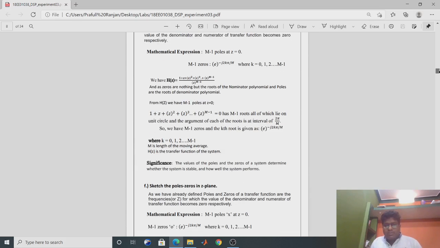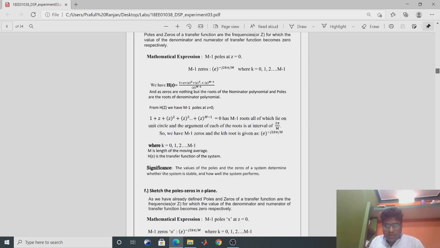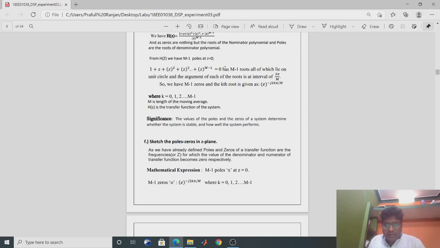Next is to find the poles and zeros. We can find the poles and zeros from H of z, the transfer function. If we find the roots of the numerator, it will give us the zeros, and the denominator will give the poles. From computing, we have m minus 1 poles at z equal to 0, and zeros at e to the power j 2k pi divided by m, where k goes from 0 to m minus 1.